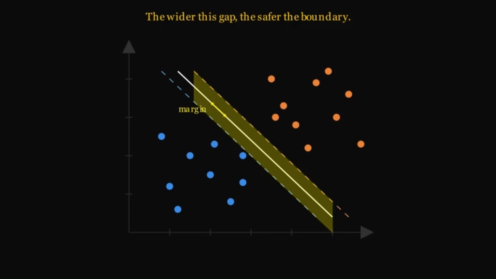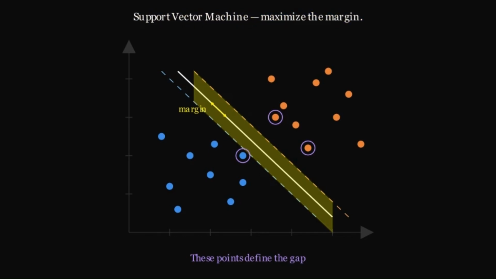Here's the surprising part: most of these points don't actually matter. These few points closest to the boundary determine everything. Move one of these points and the boundary changes. Move points far away and almost nothing happens. These critical points are called support vectors. They support the position of the optimal boundary.